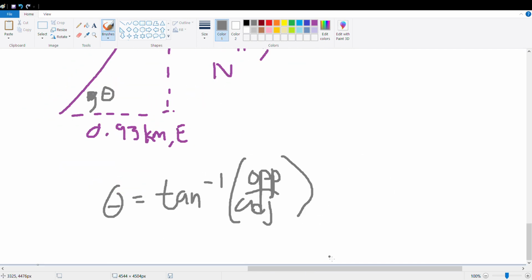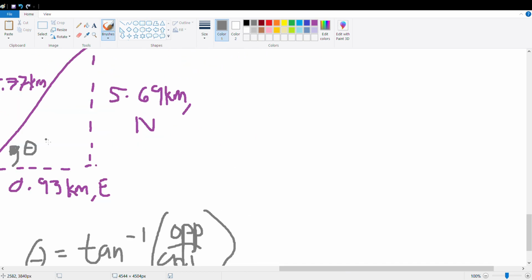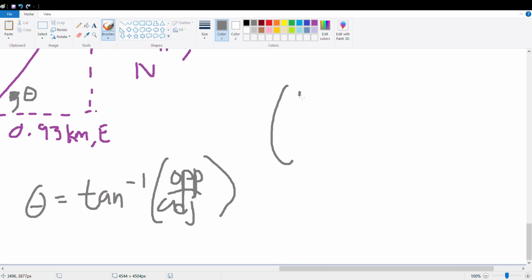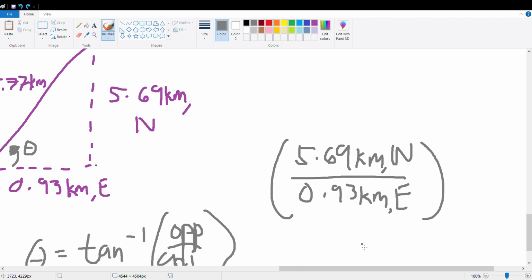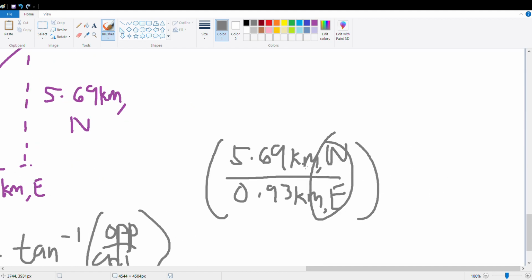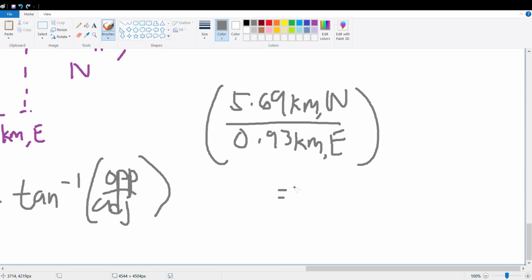So opposite is the opposite of the angle, which is 5.69 kilometers north, over 0.93 kilometers east. The line here represents north, so that's why we're going to go with north of east. If you calculate that, that is 80.72 degrees north of east.